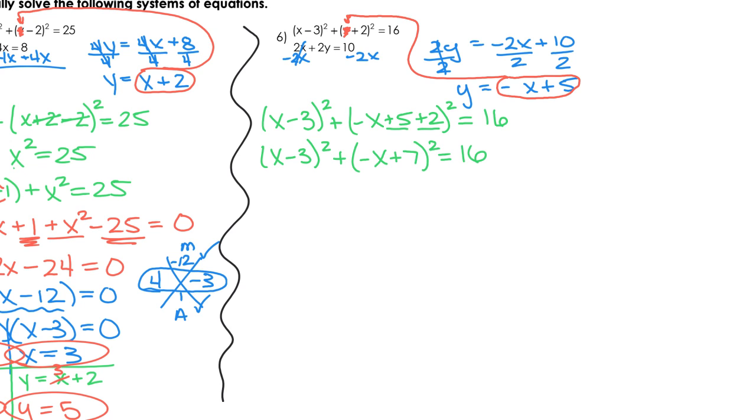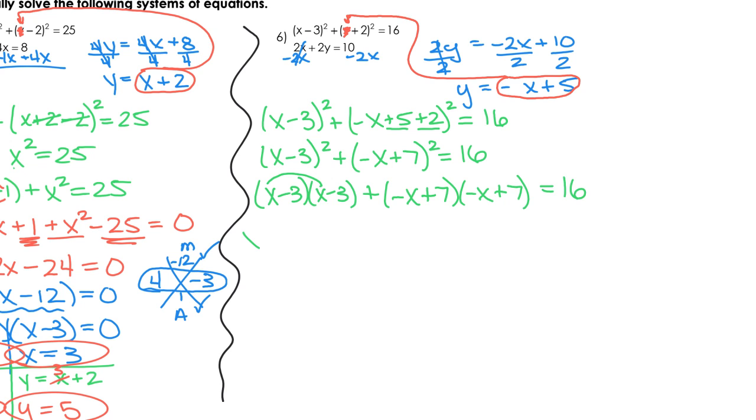And now we're going to go ahead and expand. So this is going to be an x minus 3 times an x minus 3. Keep the connector, a negative x plus 7, and a negative x plus 7 equal to a 16. Okay. Go ahead and distribute.